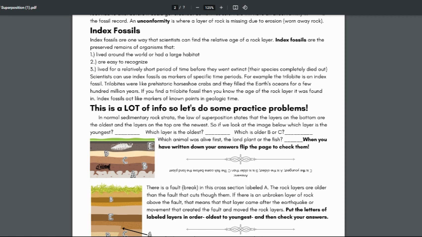Scientists can use index fossils as markers of specific time periods. For example, the trilobite is an index fossil. Trilobites were like prehistoric horseshoe crabs, and they filled the Earth's ocean for a few 100 million years. If you find a trilobite fossil, then you know the age of the rock layer it was found in. Index fossils act like the markers of known points in geologic time.